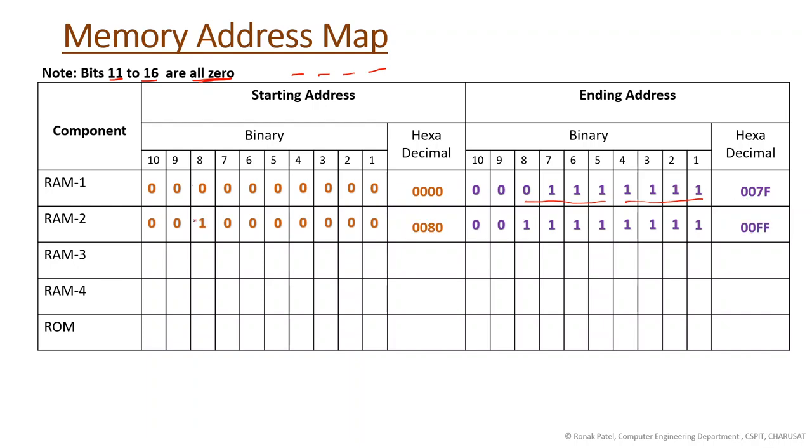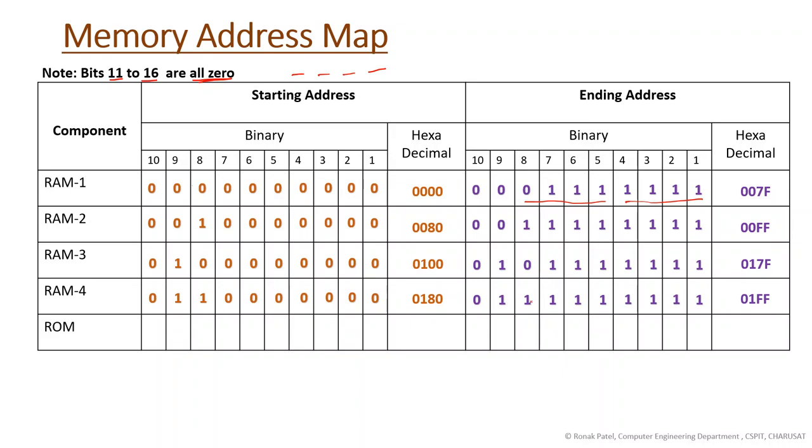RAM 2. What is changed? This will remain as it is. As this is the starting address, 1 to 7 will be all 0. If it is the ending address, 1 to 7 will be 1. You just need to play with the selection of your RAM and ROM. As this is a RAM, in all these cases the 10th bit will be 0. For RAM 2 it is 01, then convert into hexa. Same way RAM 3 is 10, and RAM 4 is 11.